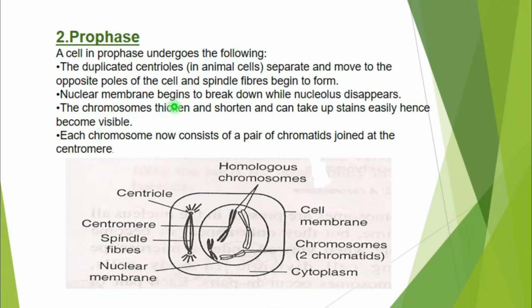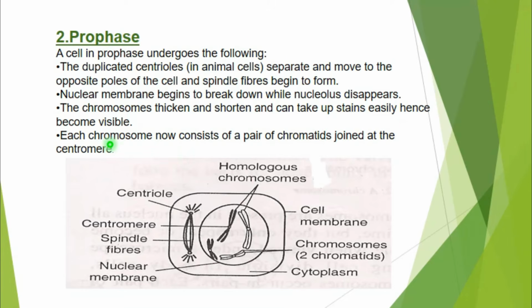So you say the chromosomes coil, they shorten, and they become visible. Why do they become visible? Because at this time they are ready to take up what? Stains, right? And these stains are the ones that make the chromosomes visible. You may be asked, why is it that the chromosomes during prophase become visible? They become visible because they are ready to take stains.